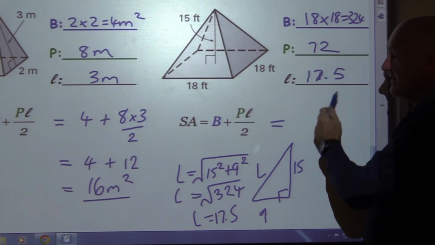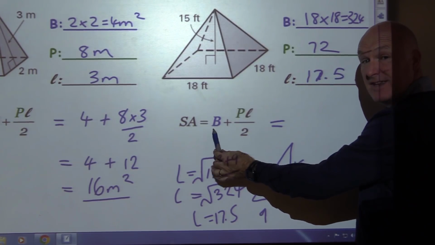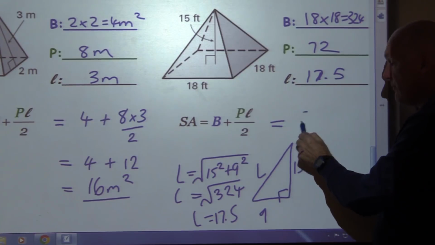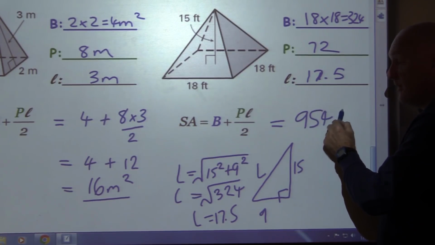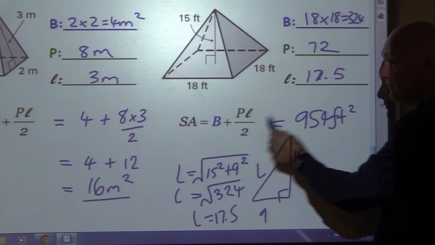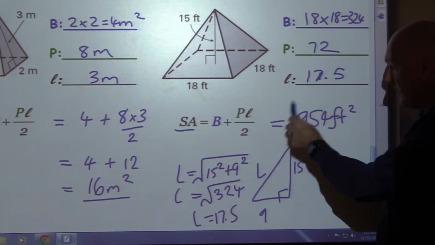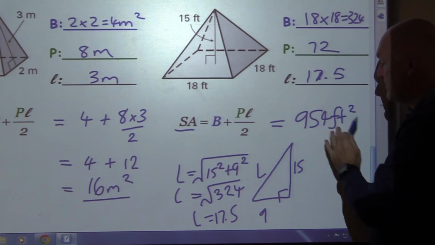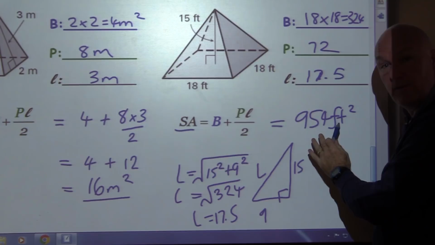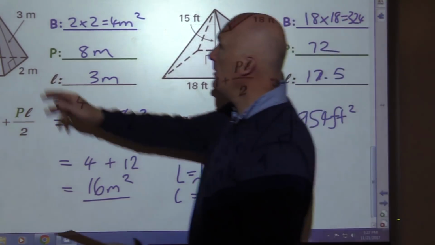So when you plug these numbers in, remember to add the base at the end and do PEMDAS, we end up with 954. Remember, it's feet squared because we're talking surface area. Please check with these numbers that you end up with 954. Let's move on.